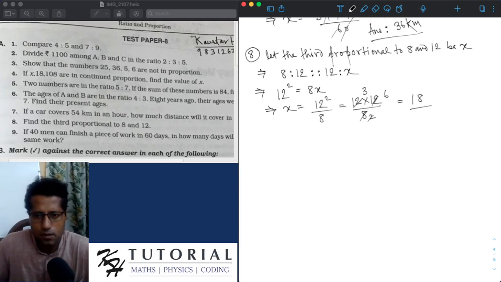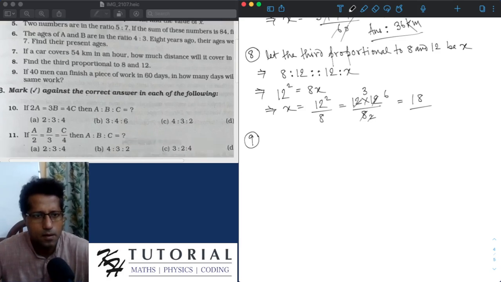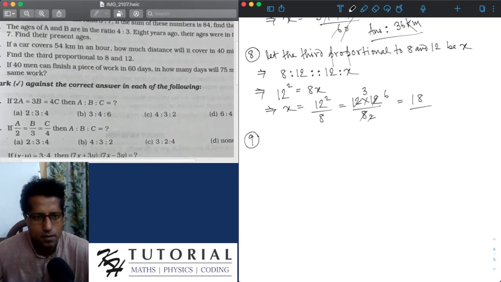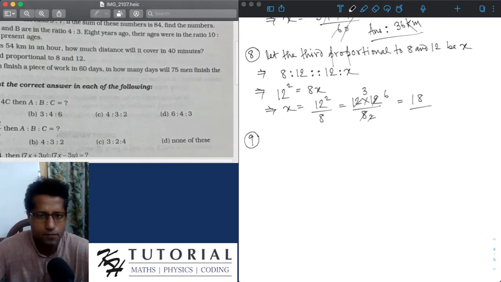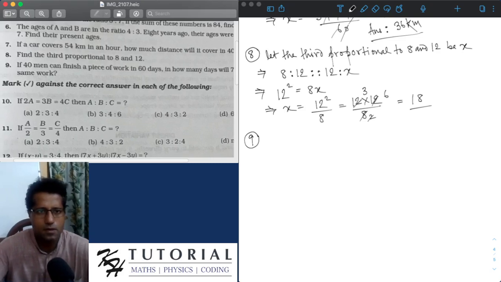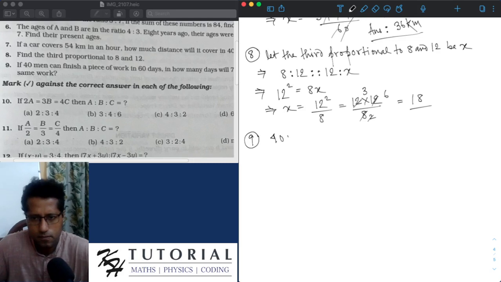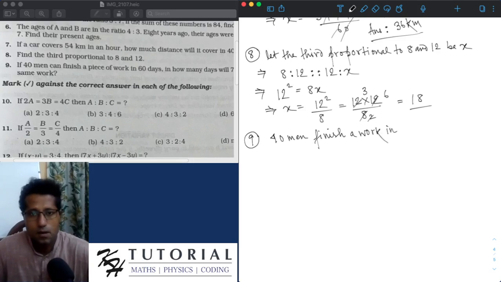Okay. Let's solve question number 9. If 40 men can finish a piece of work in 60 days, in how many days will 75 men finish the work? This problem is the same as problem number 7. So it has given the fact that 40 men finish a work in 60 days.